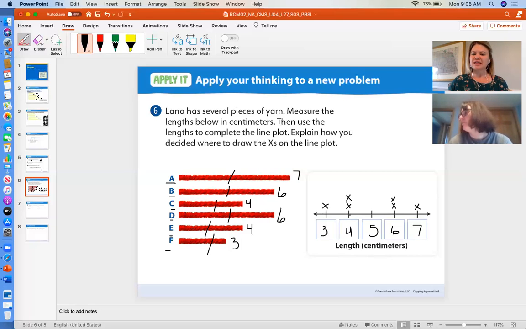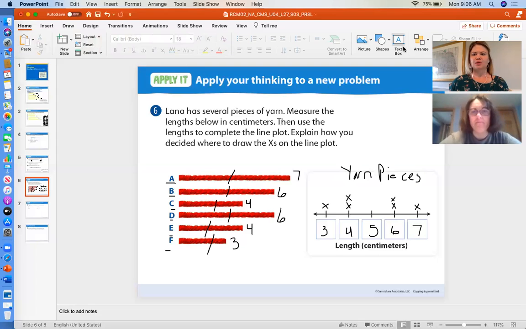Okay, I see something's missing on this line plot. I don't see a title. So what should we title it? How about pieces of yarn, or yarn pieces? Okay, what was the other part of the question that it asked us? So then we have to explain, so that means we have to use words, how you decided where to draw the X's on the line plot.